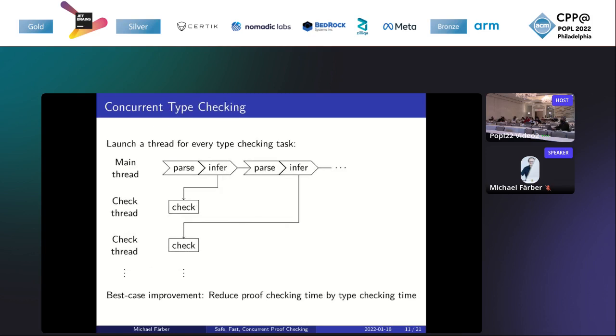Next, let me consider concurrent type checking. In concurrent type checking, we create a thread pool, and whenever there is a free thread in this pool, we send a type checking task to it. In the best case, we could hope that this would reduce the total proof checking time by the time required for type checking. And as I will show later, this is actually a rather realistic thing to expect.